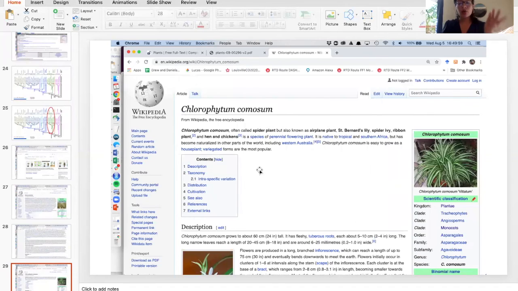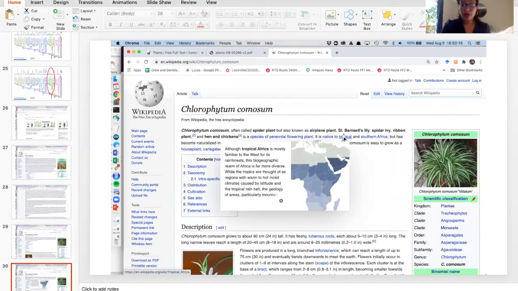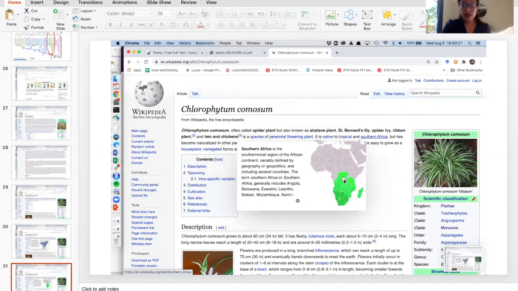So now I go to the Wikipedia site of the spider plant, and I find that they are native to tropical and southern Africa. So when I go to tropical, this is tropical Africa, and then this is southern Africa.